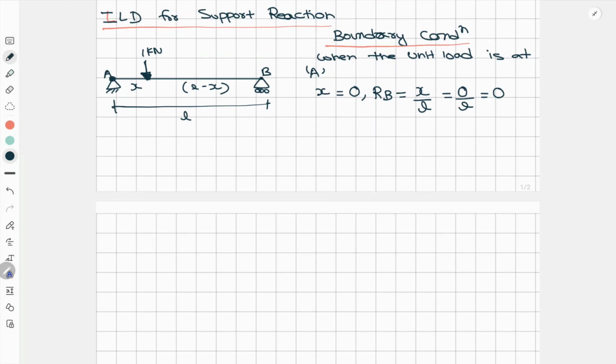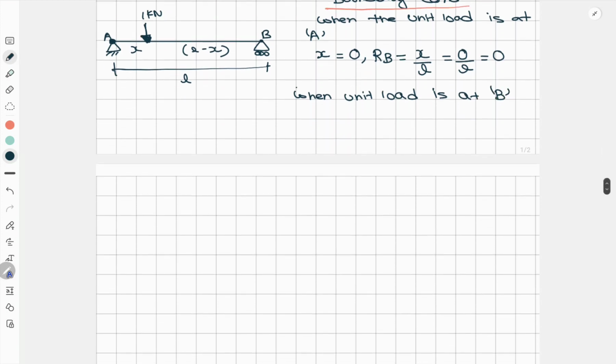Now again we have to move this load at this B point. Okay, so I'll write here, when unit load is at B point. Okay, now we are shifting this load at this point. Then the value of X will be this whole L, right? L. Then the RB value will be, it was X by L, right? So here in place of X we'll put L. L by L, it will be cut, that means 1 is equal to 1. That means if the X value is L, then RB value will be 1.